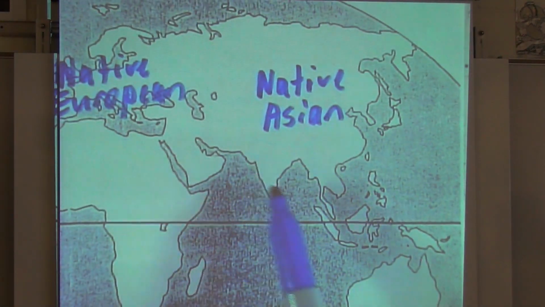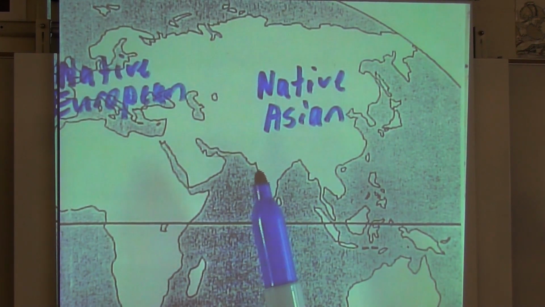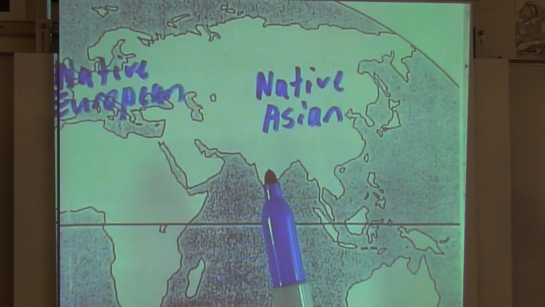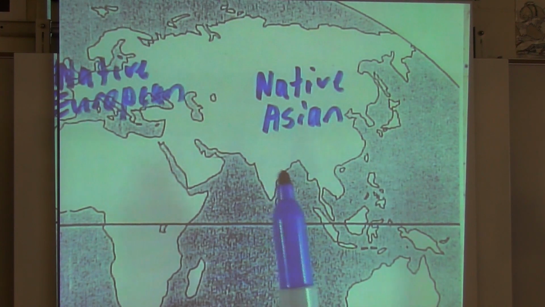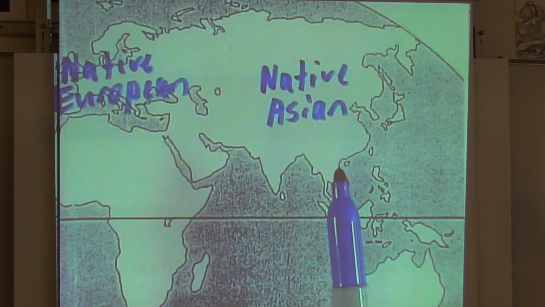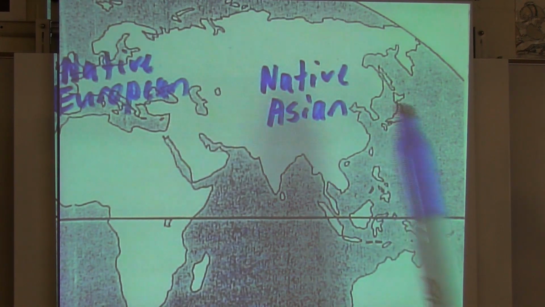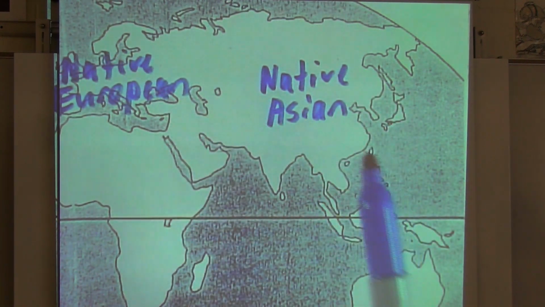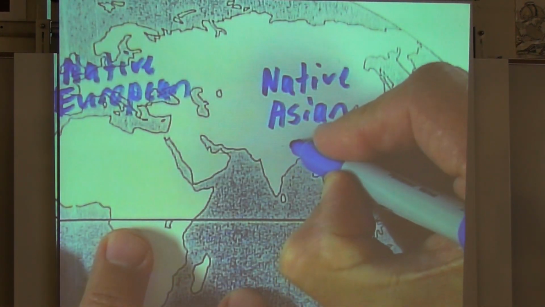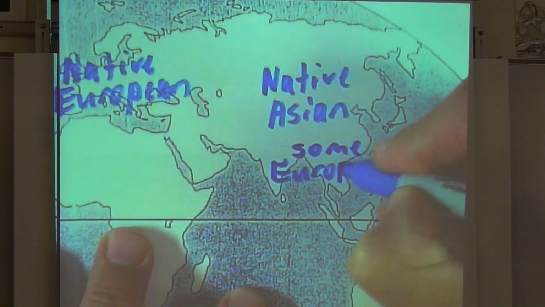But hold on a second. This big country right down here, India. Do you know what language much of business and government and law is practiced in India? It's English. Okay? How about down here in Southeast Asia? Did you know there's a lot of French down here? We know that young Chinese people, young Koreans, young Japanese people have, for a long time now, learned English. So what do we see here in sort of Southern Asia? I'm going to call it some European. How's that sound? Some European.